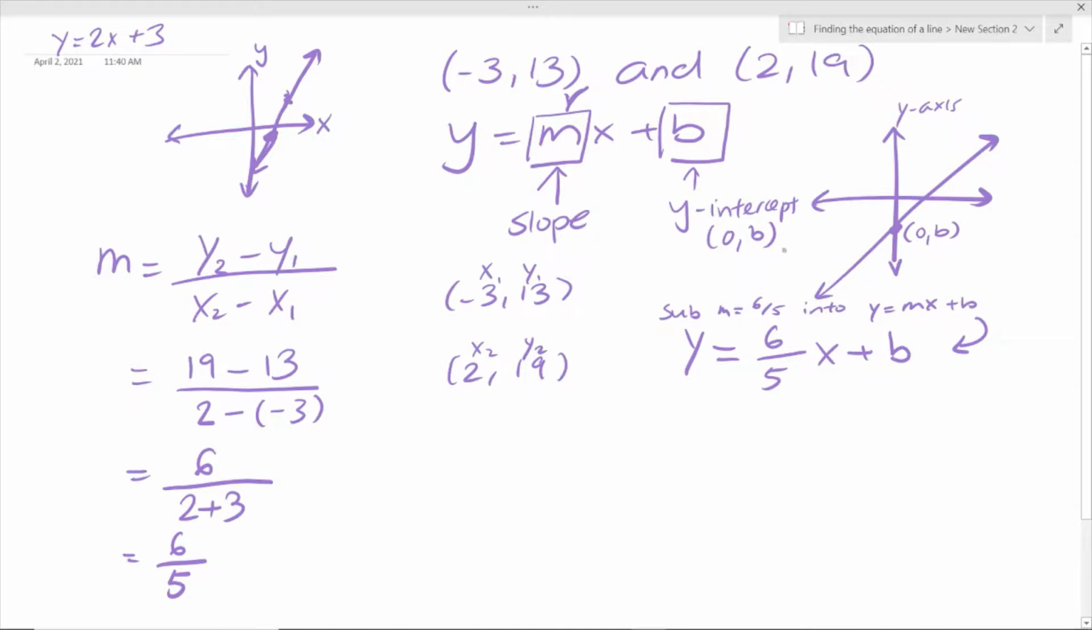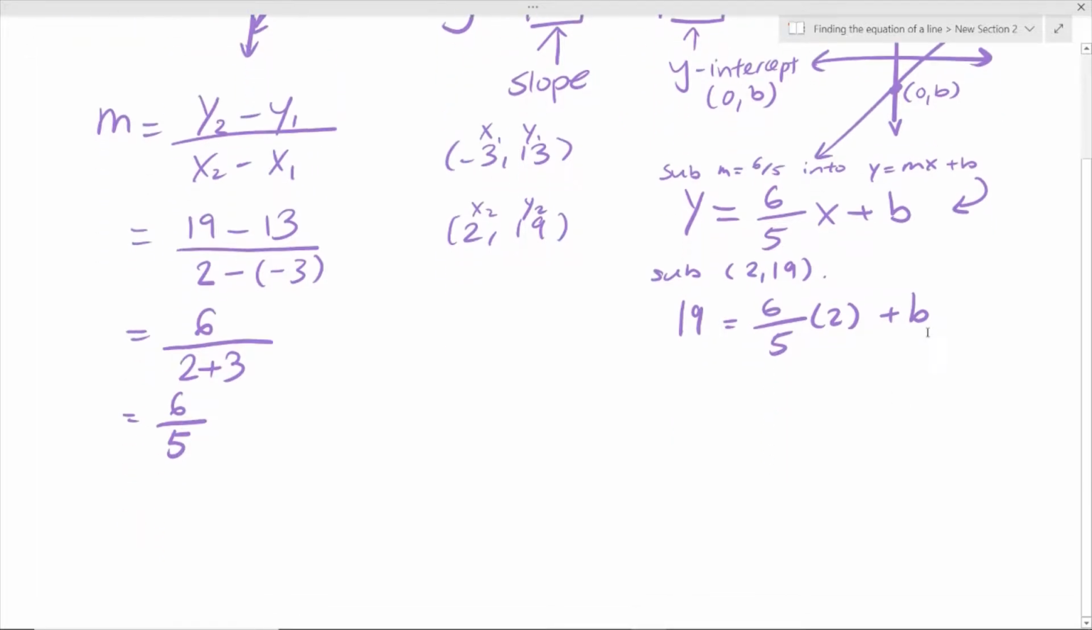So our y, so we're going to substitute 2, 19. And to do that, we're just going to write 19 for y, and then you just copy 6 over 5, and then x is going to be 2, and then we have to add b. And once we do that, we have to isolate for b.